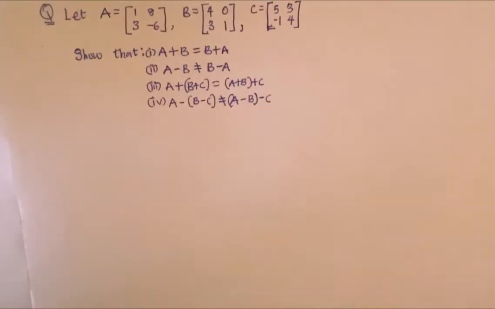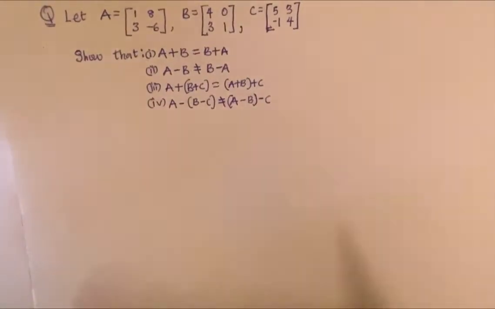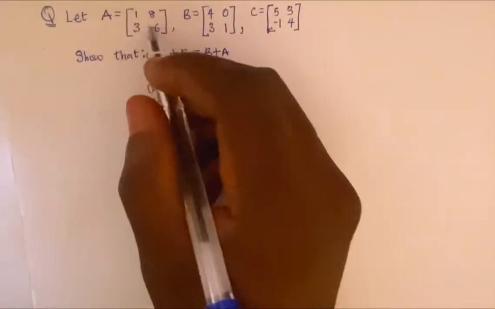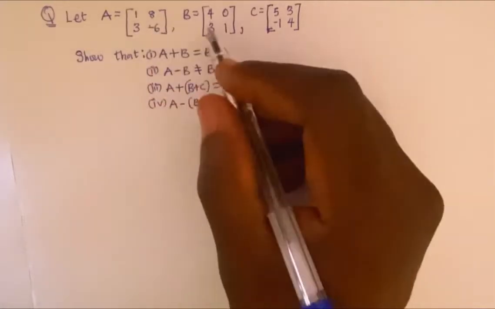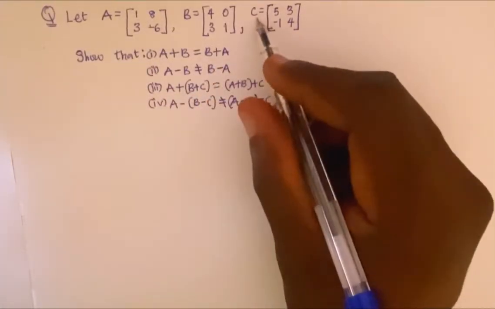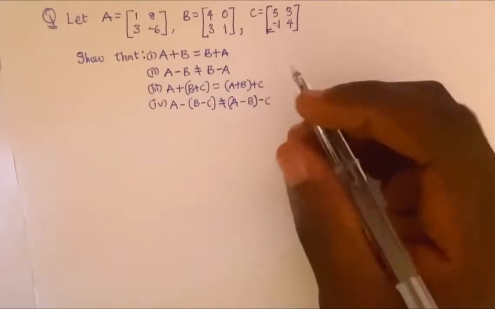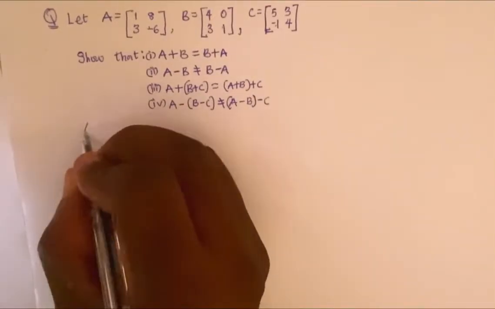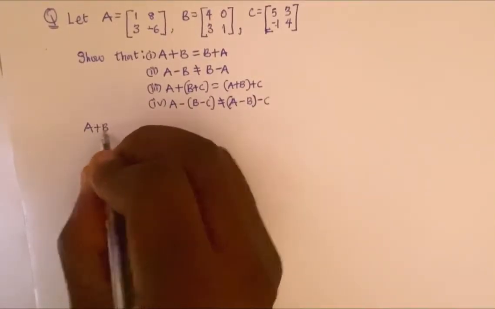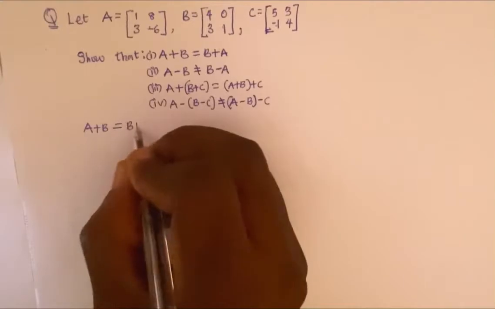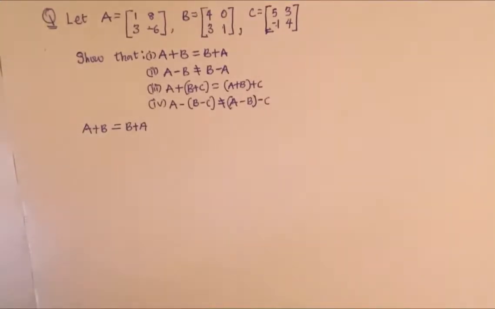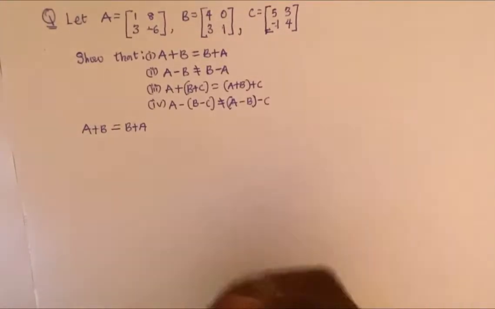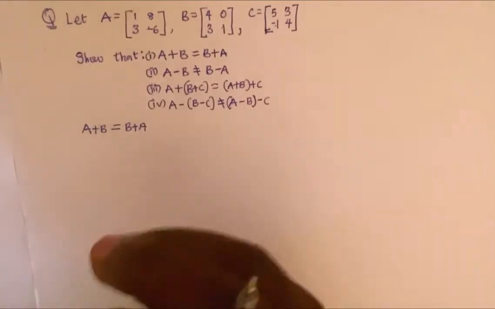In this case, I'm given A to be this, B to be this, and C. But here I will be calling them matrices: matrix A with its elements, matrix B with its elements, and matrix C with its elements. Now let's go. The first case here, I'm asked to show that A plus B equals B plus A. I'm not asked to find, I'm asked to prove in this case. Then A plus B is the first thing I need to do.